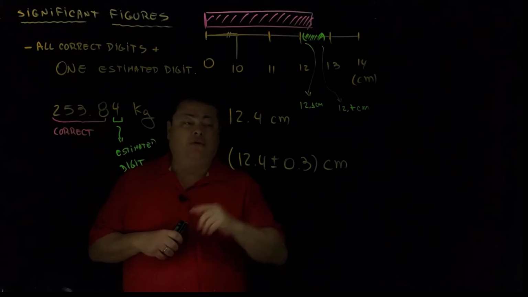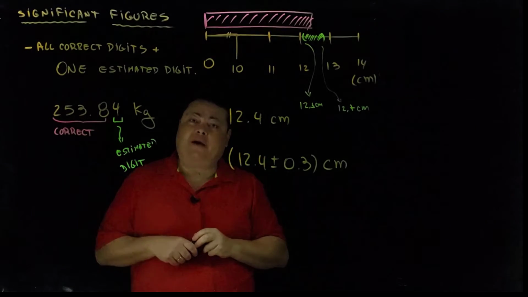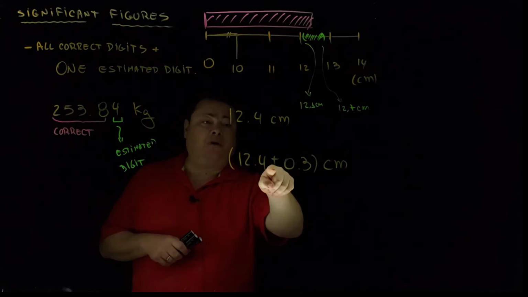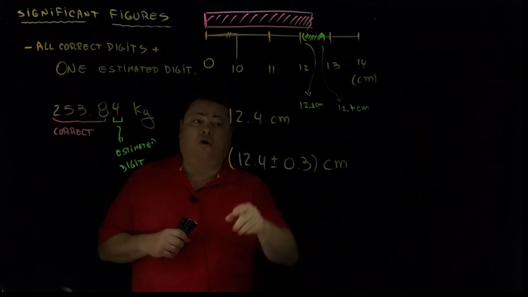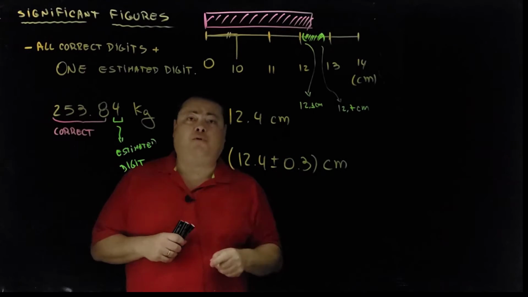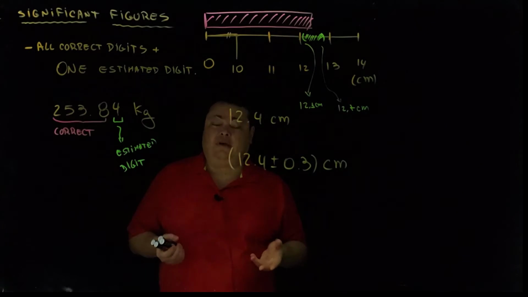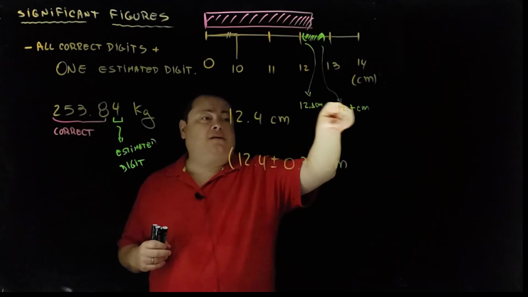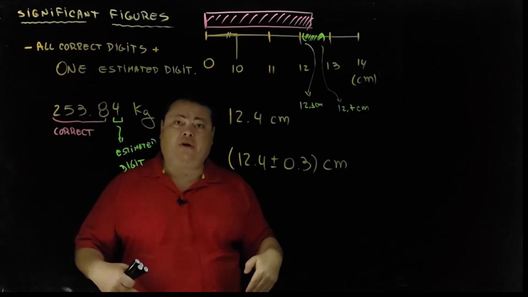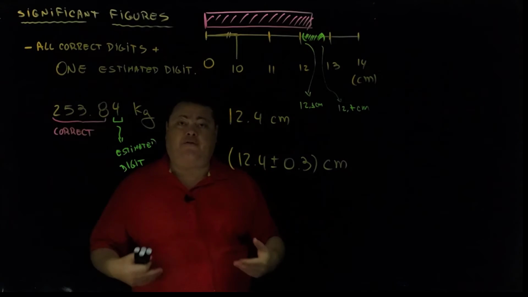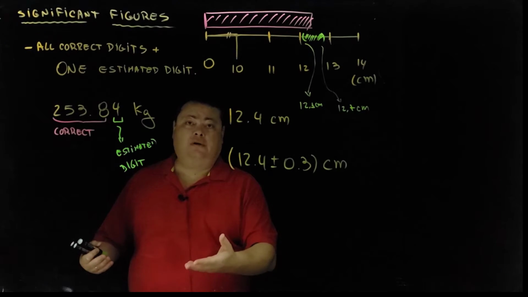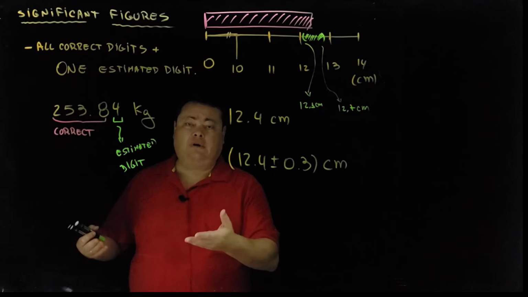So I'm telling you, I believe that 12.4 is the best measurement, but anything between 12.4 minus 0.3 or 12.4 plus 0.3 is fair game, is acceptable. Again, how did I get these limits and this range? At this point, I just made it up. In future lessons, we're going to learn a little bit more about how to get that.